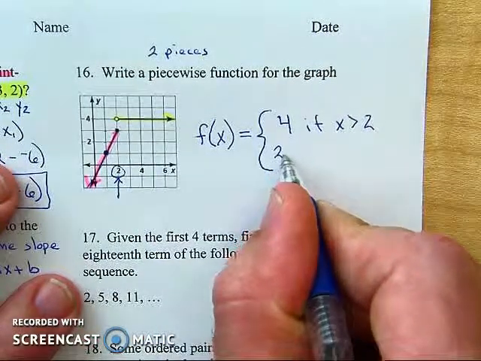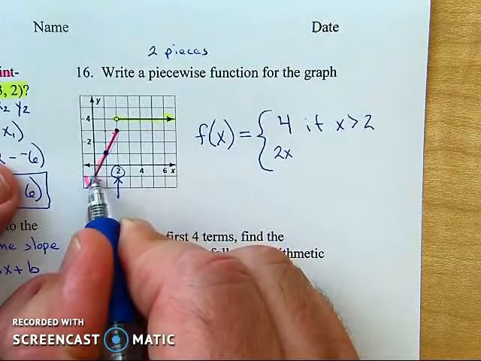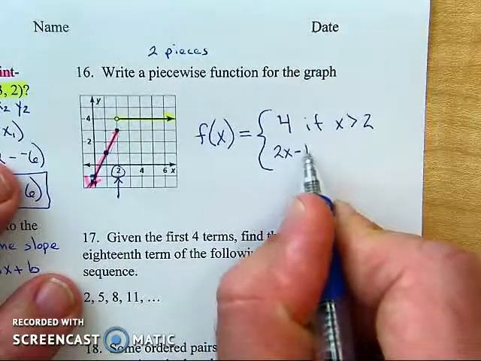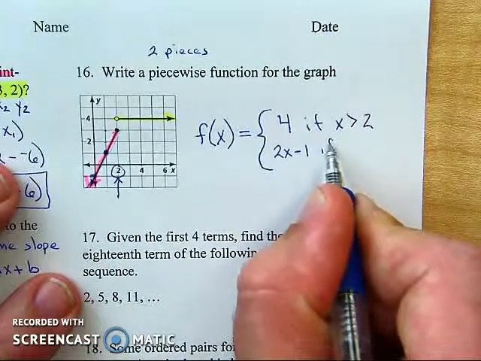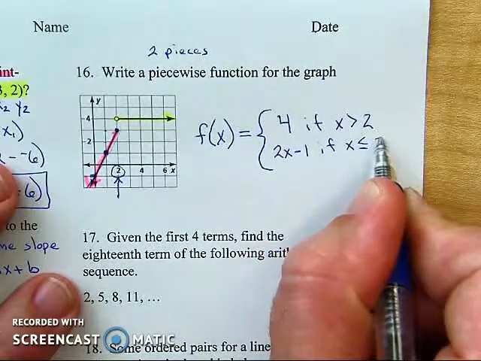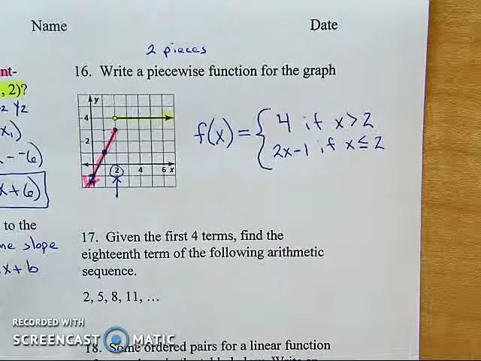So I'm going to say 2x. Then I need its y-intercept. Here's 0, 0. There it's crossing right there. That's negative 1. So it's 2x minus 1, and then that's going to be when x is less than or even equal to 2. So that's my piecewise function for this.